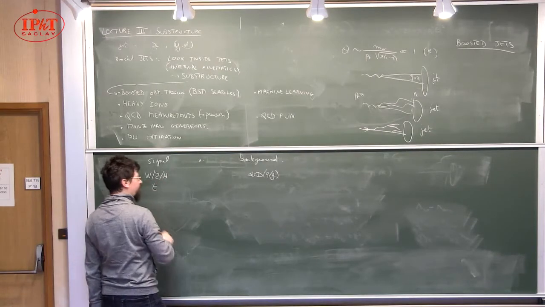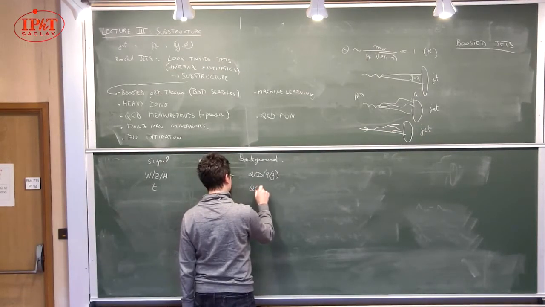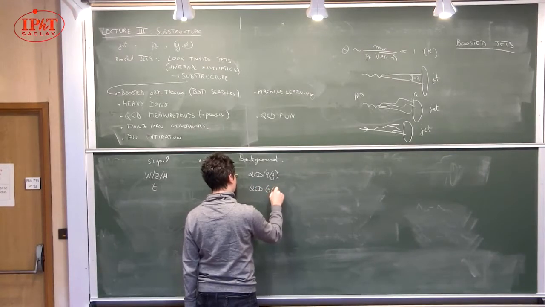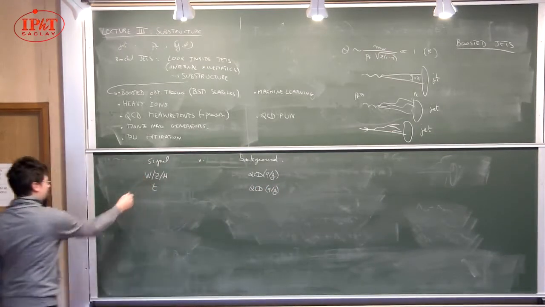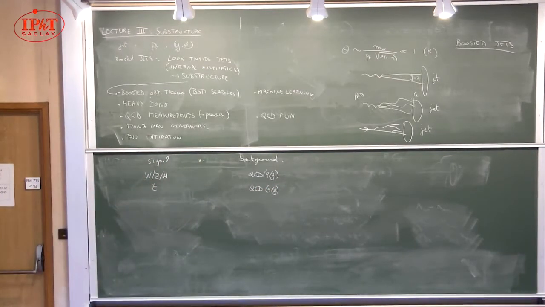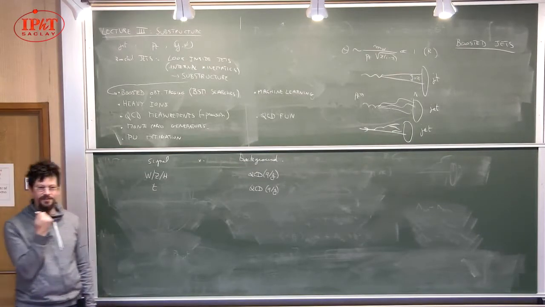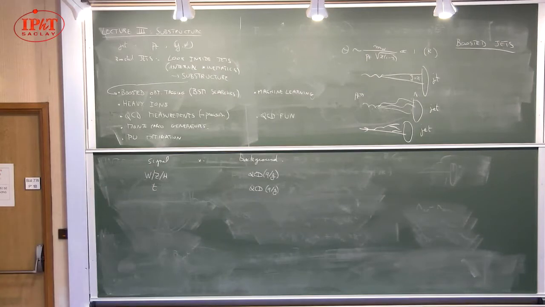Another one is top versus QCD. And again, here is quark gluon. Any hints why I would separate these two? What's common to WZ Higgs and different in top? Well, think jet.